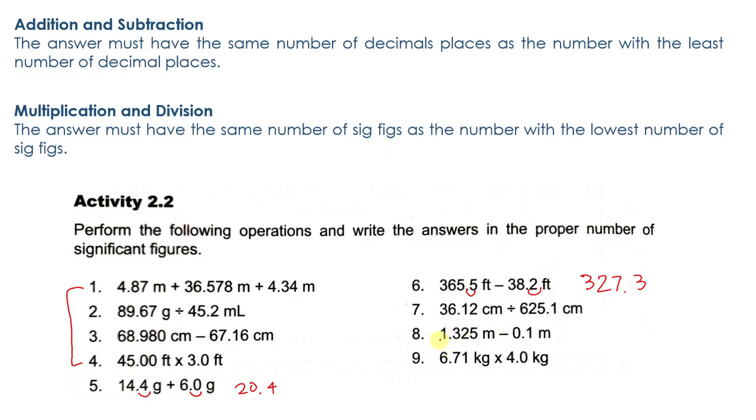Let's go to number 8 because number 8 is subtraction. The same rules for subtraction and addition. In this case, we have three decimal places, right? But the other number has only one decimal place. So this number has the least number of decimal places, only one. So the answer must also be rounded to one decimal place only. Again, it will depend on the least precise measurement.